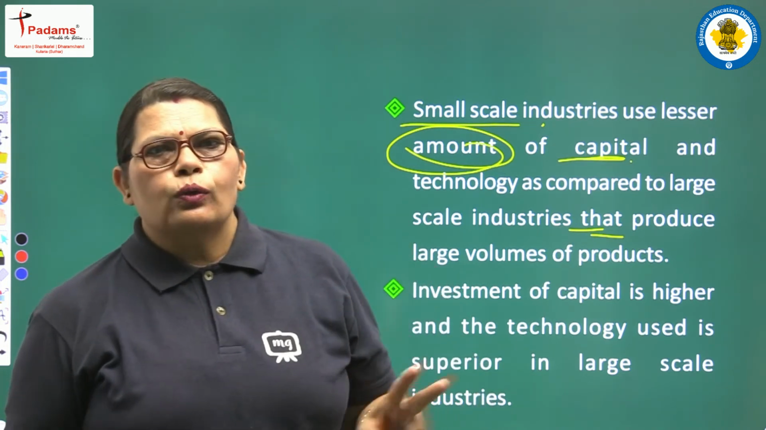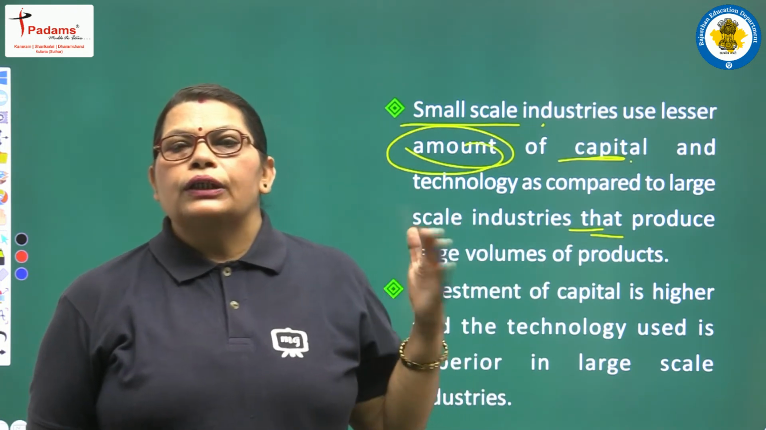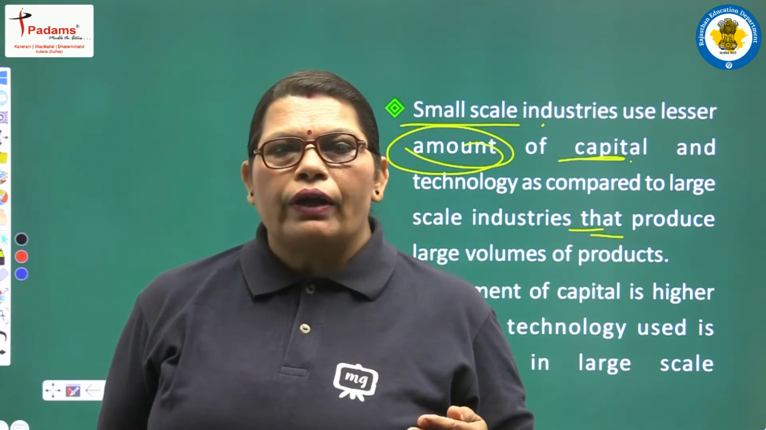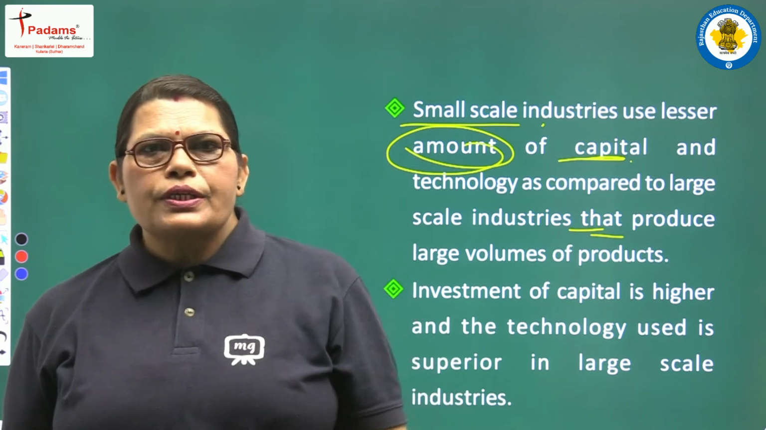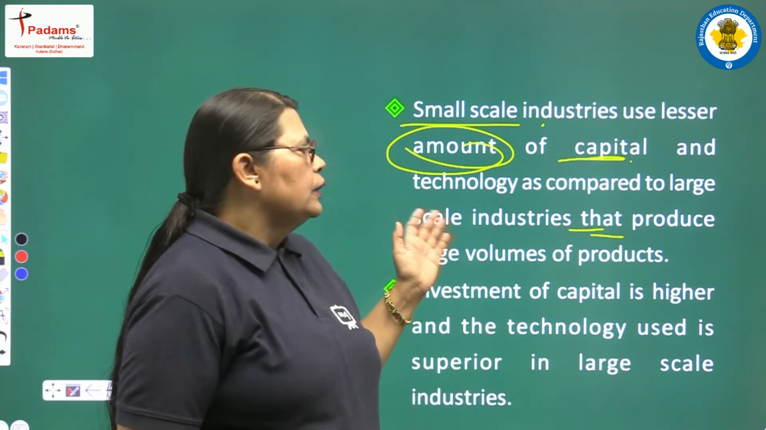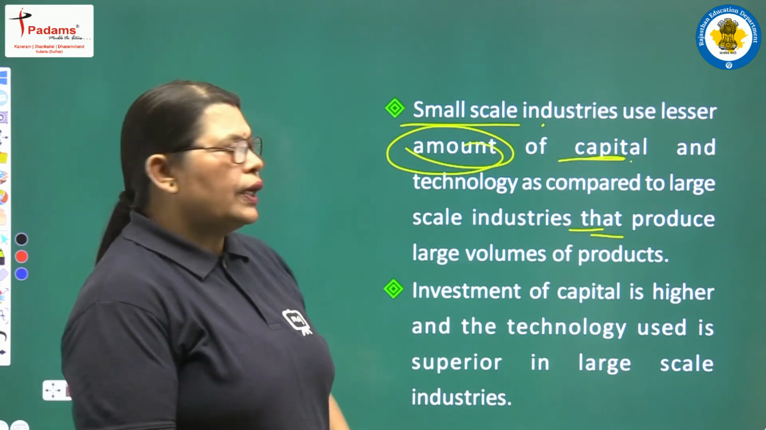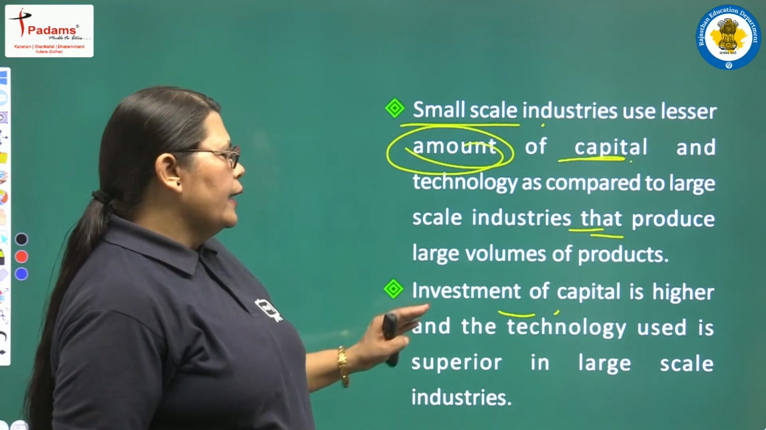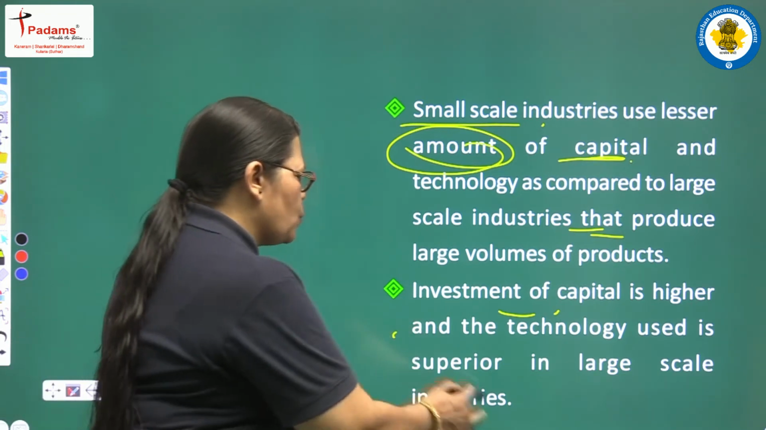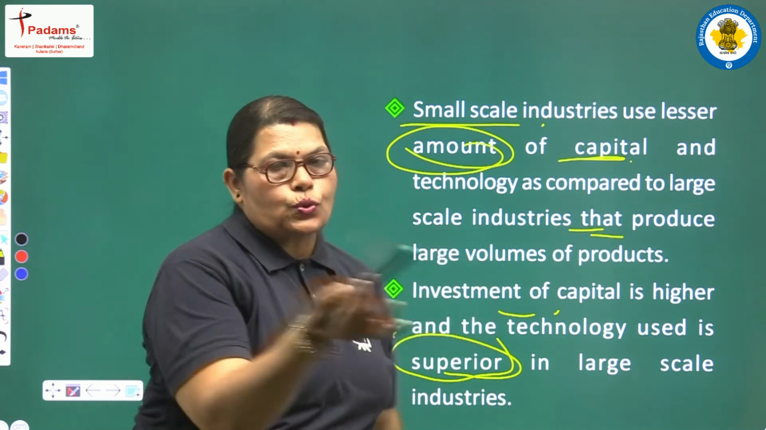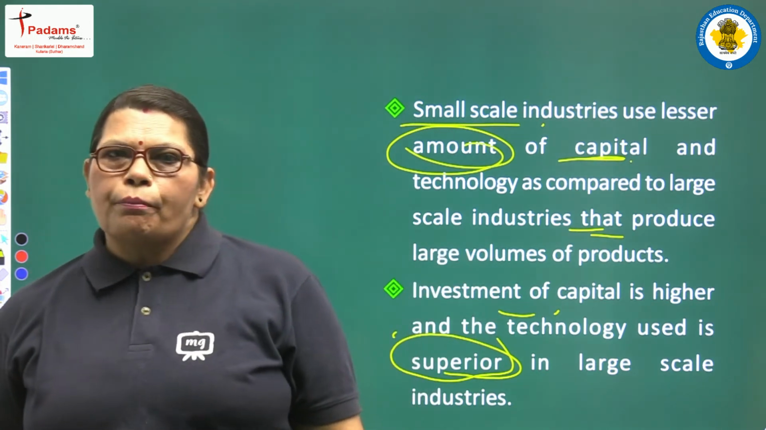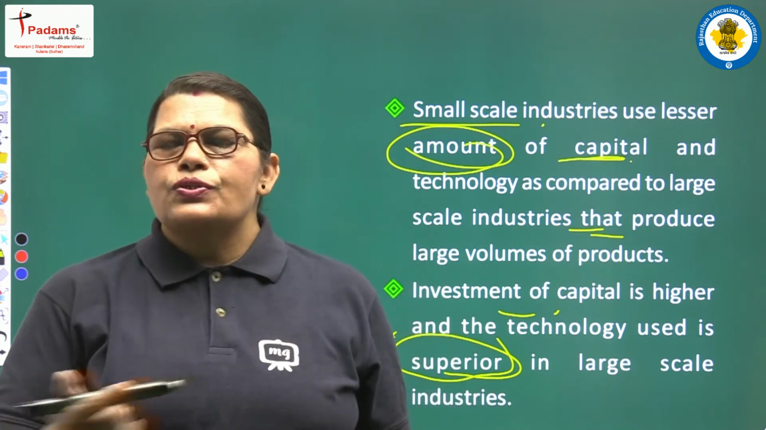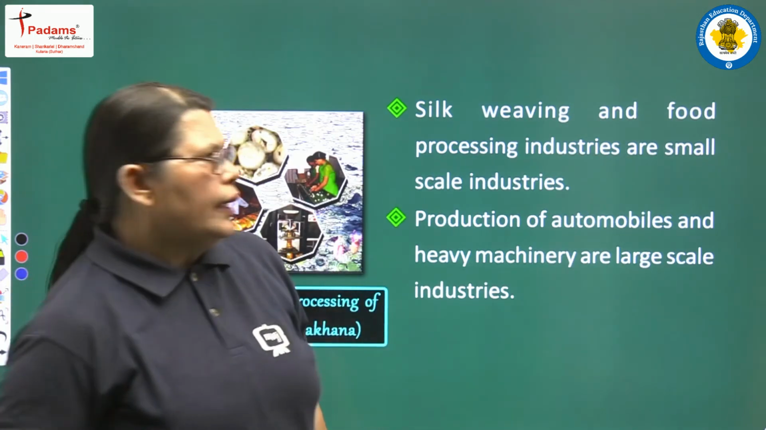The second point includes the technology. Lesser technology is used in small cottage industries. When we are talking about large scale industries, high technologies are used by the industrialists. The investment of capital is higher and the technology used is superior in large scale industries. So this one is the main point of comparison when we are comparing small scale industries and large scale industries.